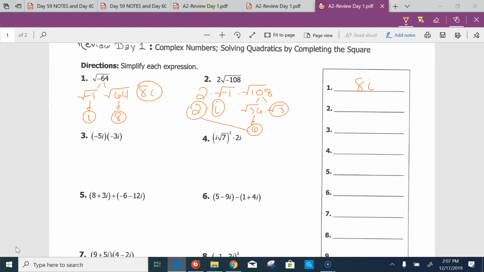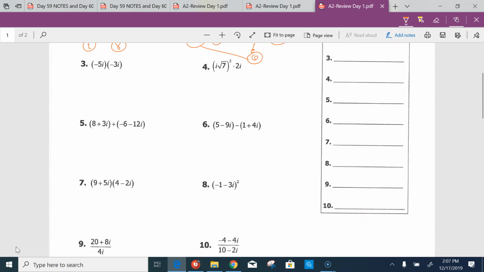6 times 2 is 12. i comes along to the right, as does the square root of 3. So 12i square root of 3 is my solution for number 2. For number 3, multiplication. Negative 5 times negative 3 is going to give me a positive 15. i times i is i squared. If we remember, i squared is the same thing as negative 1. So 15 times negative 1 equals negative 15. So there's my third answer.